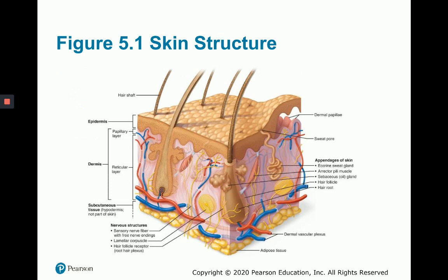So looking at the skin structure, we've looked at hair follicles, we've looked at glands, also found in the dermis. We've talked briefly about temperature regulation via blood vessels. And now we're talking about the nervous structures that sense tactile sensation. Things like free nerve endings or sensory nerve fibers like the lamellar corpuscle. Those are going to be able to pick up on things like touch.